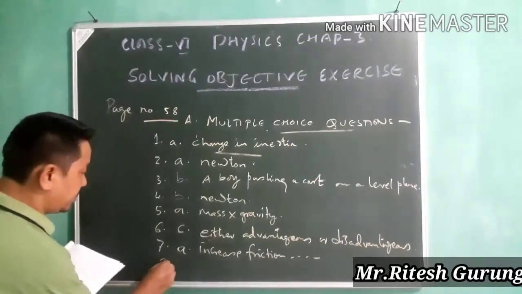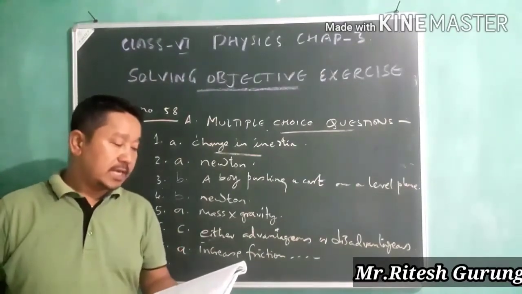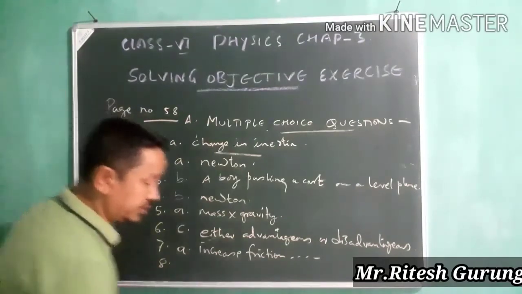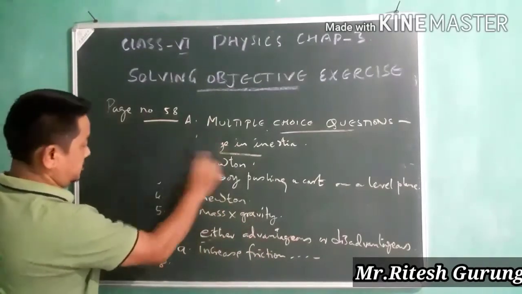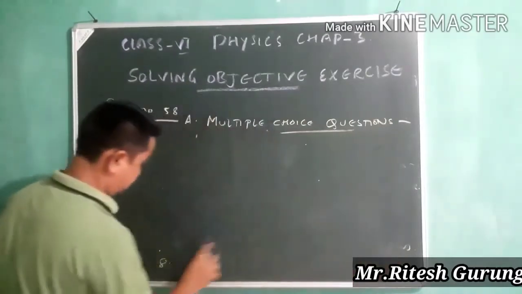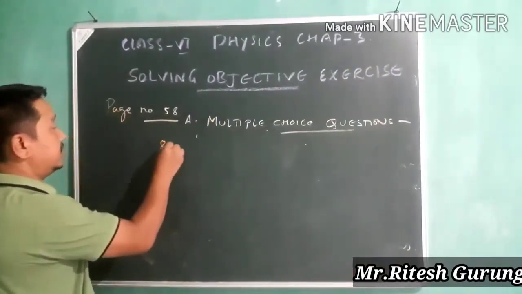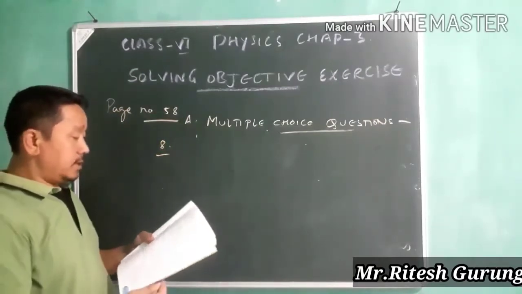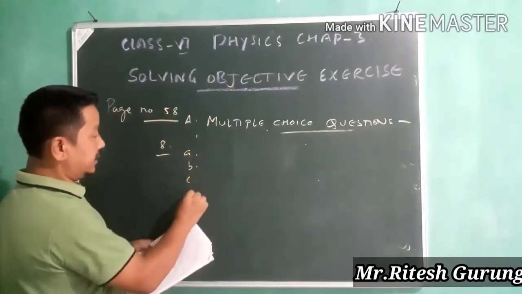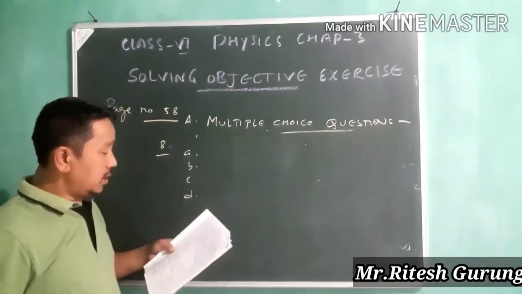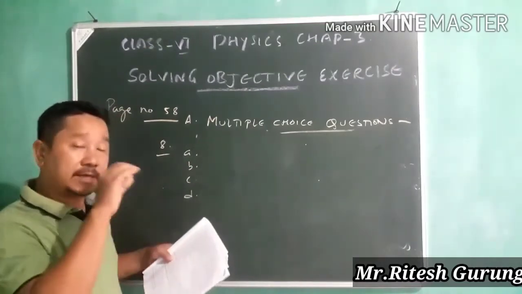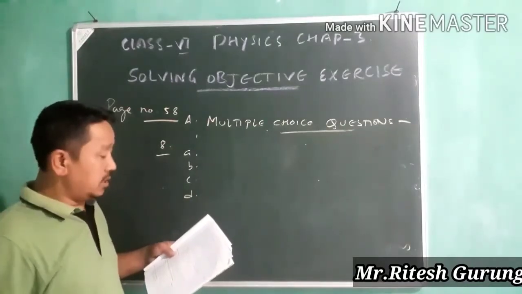Then number 8. Name the types of force involved in the following. A, B, C, D are given. A, a leaf falling from a tree. What type of force do you find involved in the leaf falling from a tree?